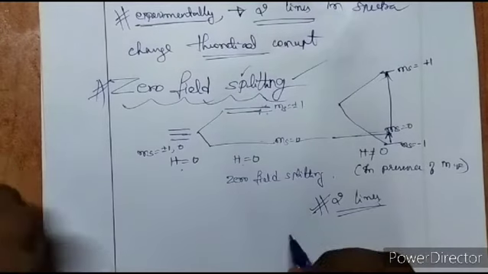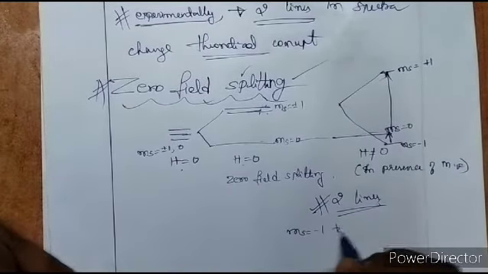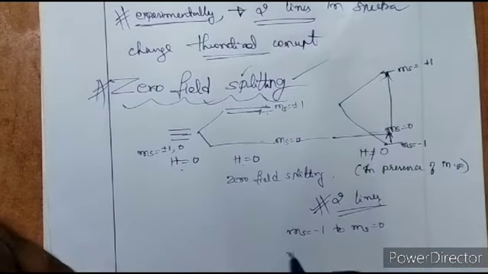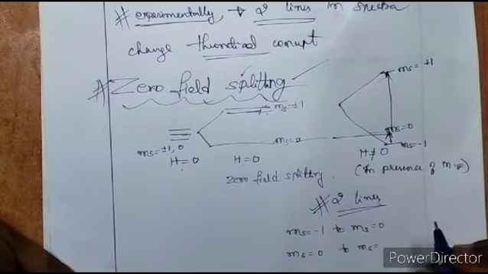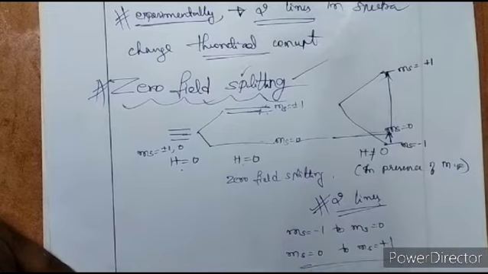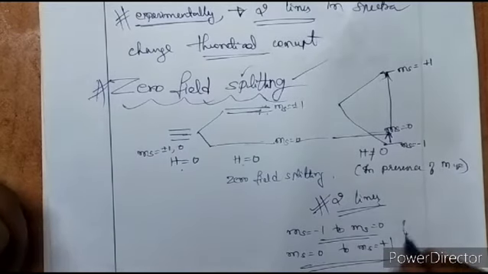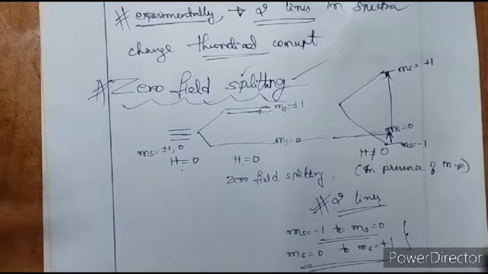So what are the two transitions here? ms is equal to -1 to ms is equal to 0, and ms is equal to 0 to ms is equal to +1. These are the two transitions that you can observe in the ESR spectra.